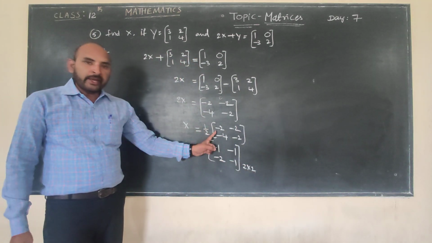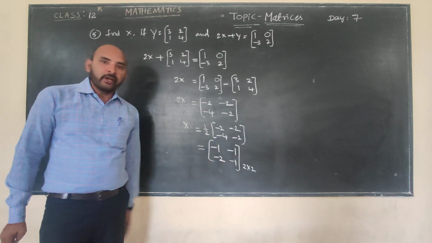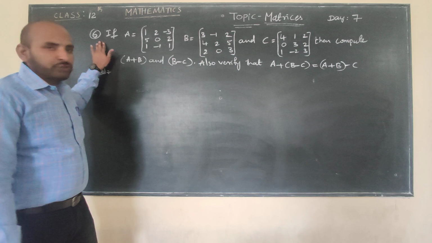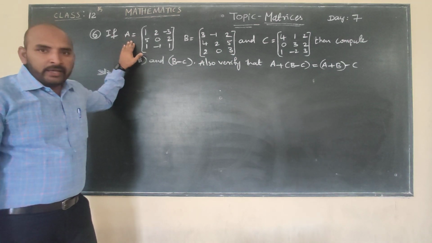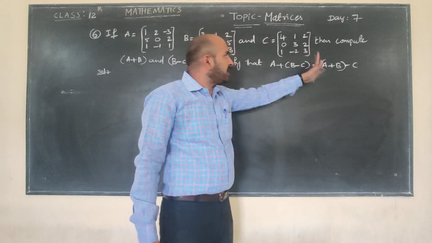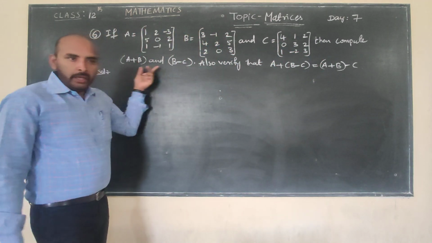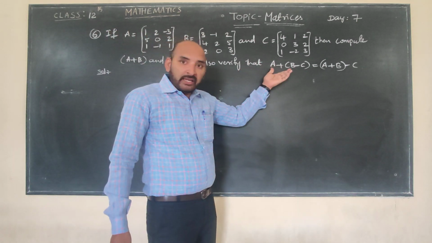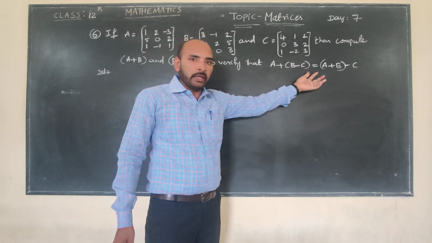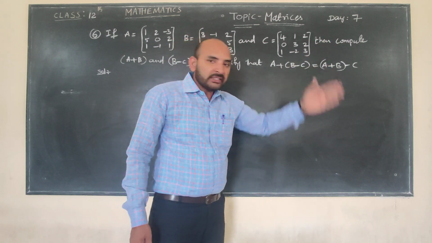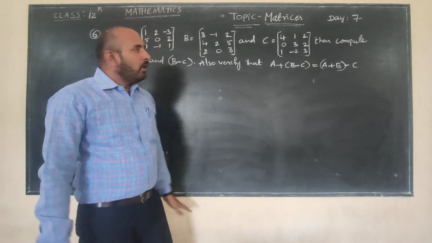1 by 2 multiply each and every element, we will get the 4 elements. Next, coming to question number 6. If A is a 3 by 3 matrix, B is a 3 by 3 matrix, and C is also a 3 by 3 matrix, then find A plus B and B minus C matrices, and also verify that A plus B minus C equals A plus B minus C. Left hand side value and right hand side value, both are equal or not.